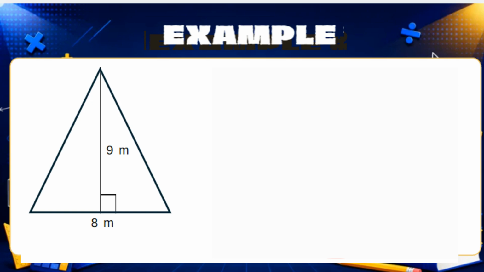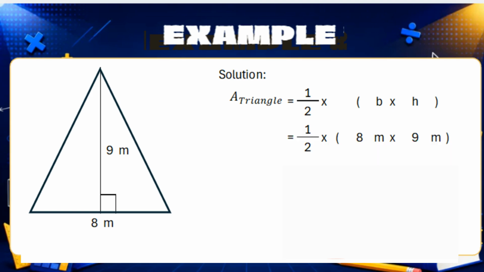Let us solve the example shown on the screen. We are asked to find the area of an acute triangle. The base is 8 meters, and the perpendicular height is 9 meters. Our formula is area equals 1/2 times base times height. Substitute the values. Area equals 1/2 times 8 meters times 9 meters.